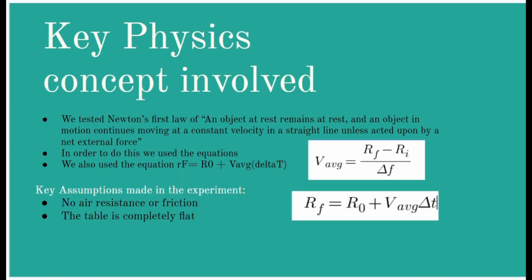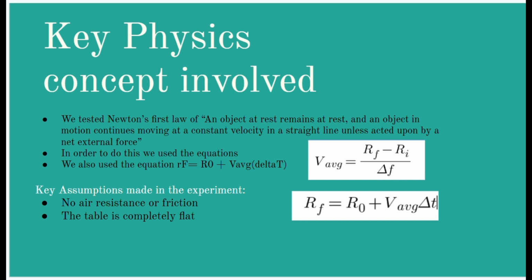Key physics concepts involved: we tested Newton's first law, which says an object at rest remains at rest, and an object in motion continues moving at constant velocity in a straight line unless acted upon by a net external force. In order to do this, we used two very important equations: one, V average equals displacement over change in time, and then R final equals R initial plus V average delta t.